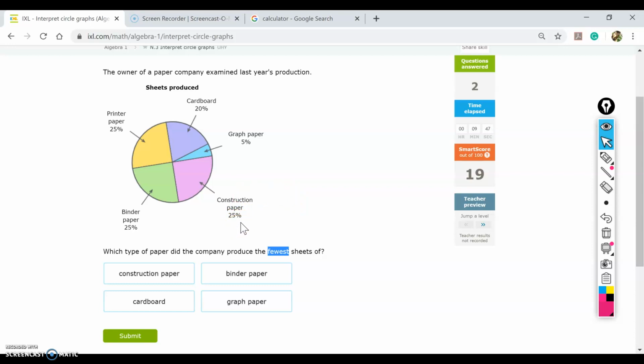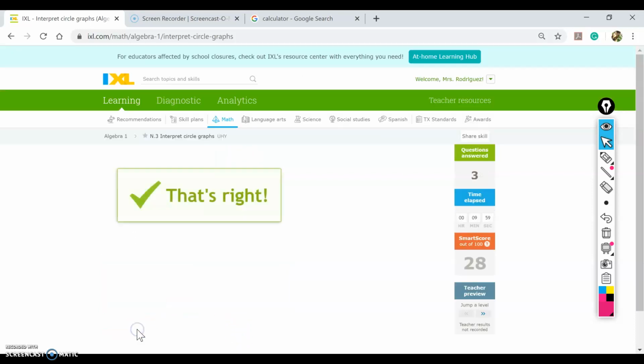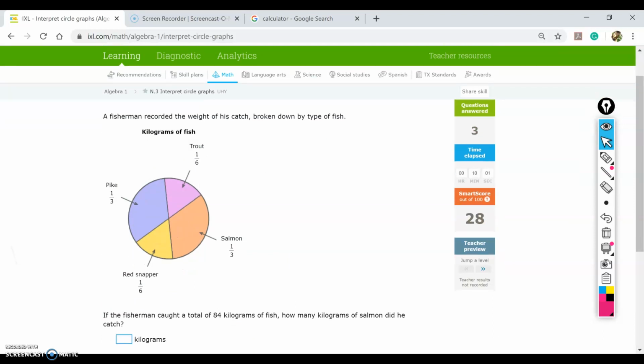Come on, guys. This one is so simple. It would be graph paper because look at the percent we have. Out of 100, it's only 5%. So that would be the one with the fewest sheets. So in this case, my answer would be graph paper. Okay, now let's do this question here.